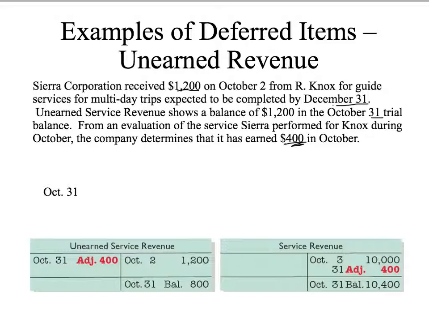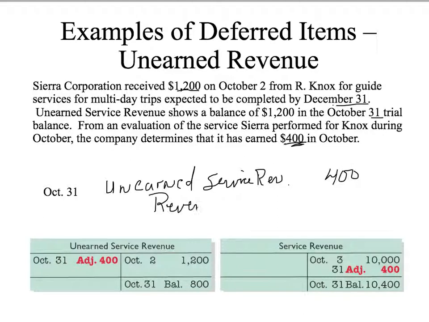So I reduce my liability, debit unearned service revenue, and I reduce that by $400, and I recognize revenue. Remember, on the accrual basis, we recognize revenue when we earn it, and we earned it. And therefore we make that adjustment. We have now increased our revenue and decreased our unearned service revenue.